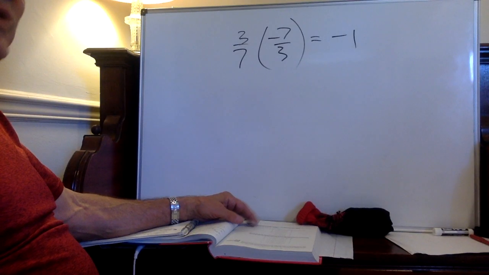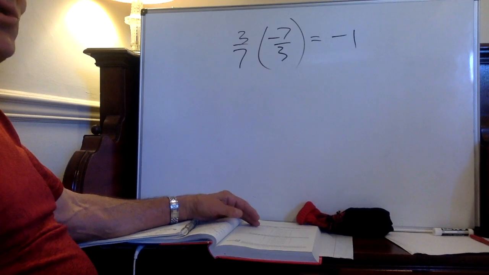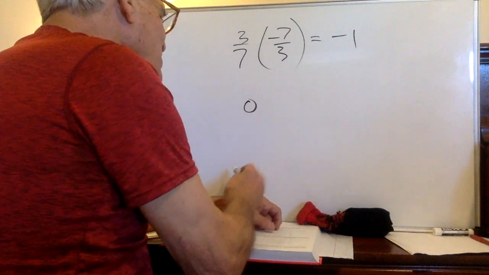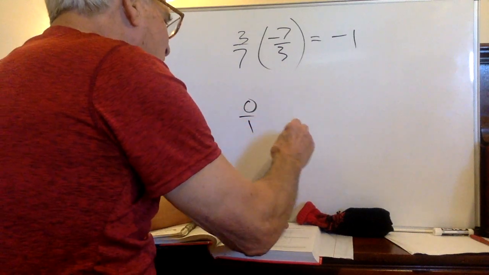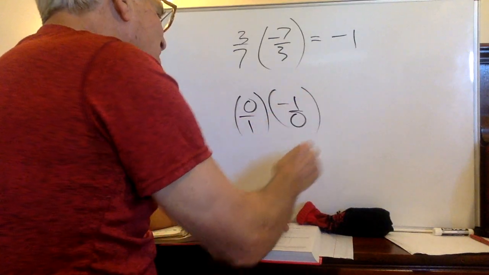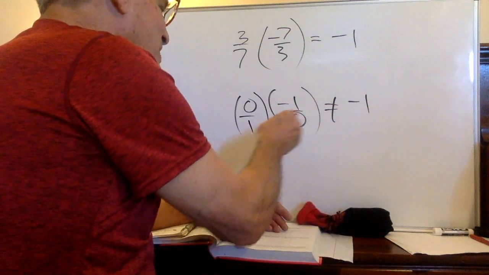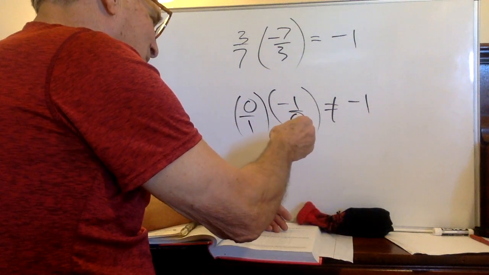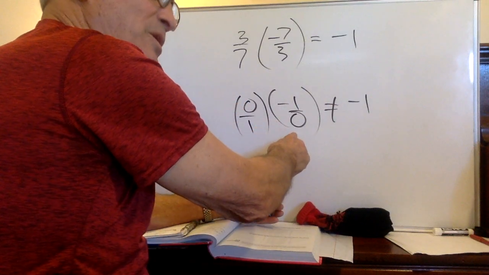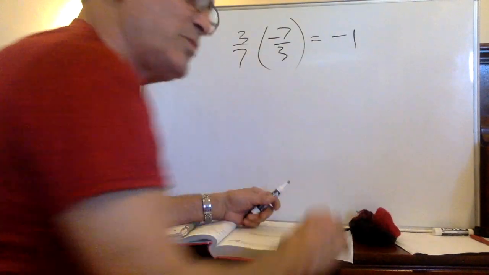That's why we do not talk about the reciprocal of 0. You cannot turn 0 over and negate it. If you turn 0, that's 0 over 1, I can't say, okay, put it 1 over 0 and negate it. This product does not equal negative 1. It is undefined because you can never divide by 0. You can't take the product of something over 0. It's undefined. Therefore, we never talk about the reciprocal of 0.